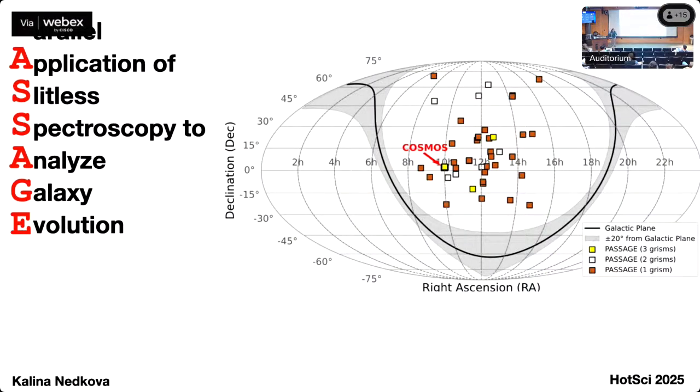And so let me tell you a little bit more about the PASSAGE survey. So PASSAGE is a pure parallel survey, which means that we obtained our observations at the same time as other programs, which really helps maximize the scientific return of the telescope. In total, we obtained 63 independent fields. I'm showing you the locations of those fields here. And we have 3 GRISM, 2 GRISM, and 1 GRISM coverage. And those are indicated by the color coding.